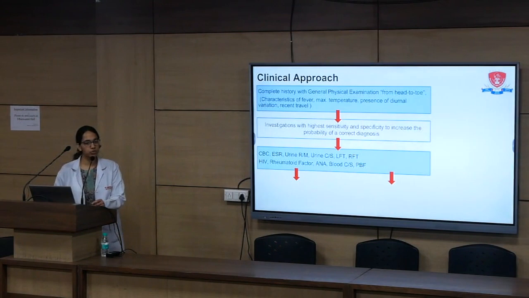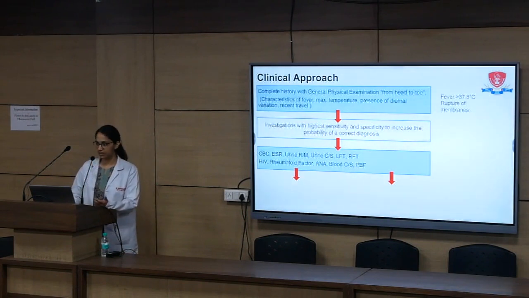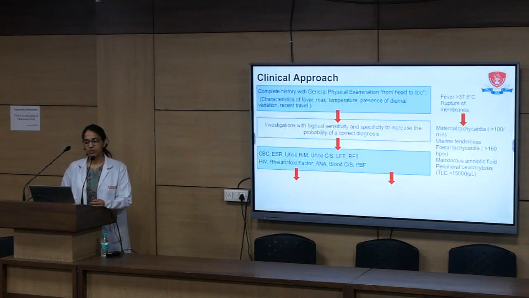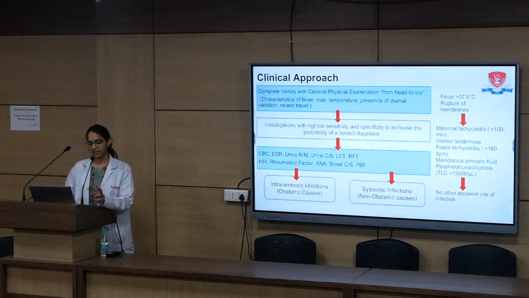So the clinical approach for a pregnant female presenting with fever goes similar to a non-pregnant female, where, for example, a patient complaining of rupture of membranes with increase in temperature, that is more than 37.8 degrees Celsius. On examination, we get maternal tachycardia, uterine tenderness, fetal tachycardia, malodorous amniotic fluid, and on investigations, peripheral leukocytosis with no other apparent signs of infections.